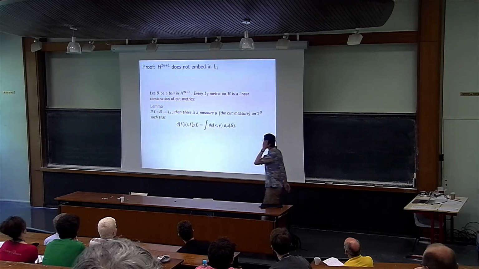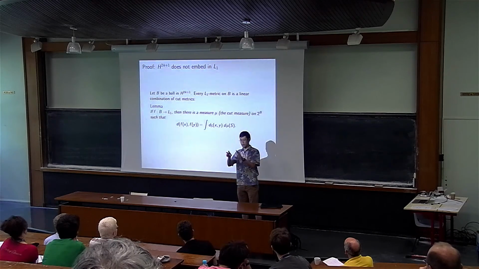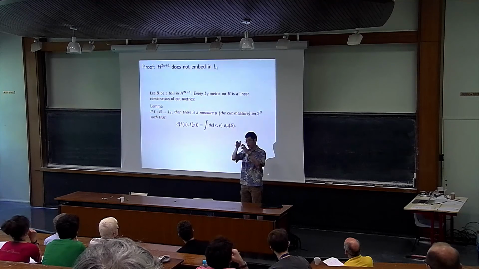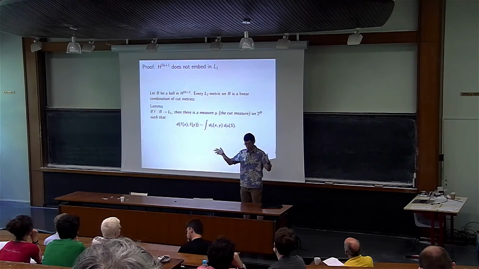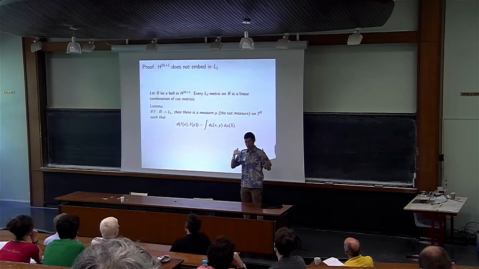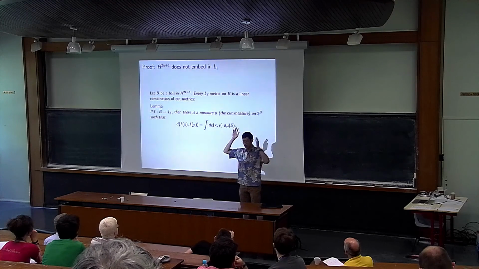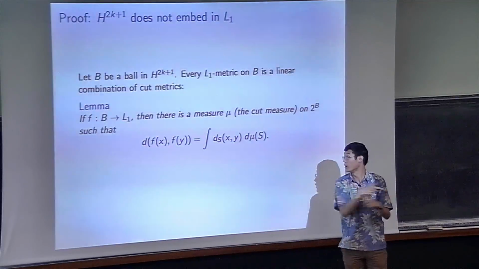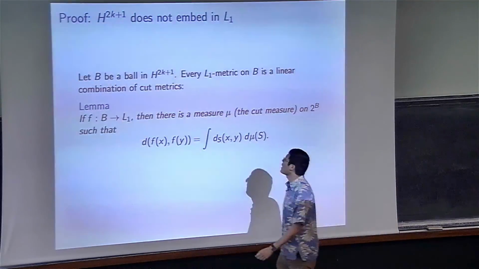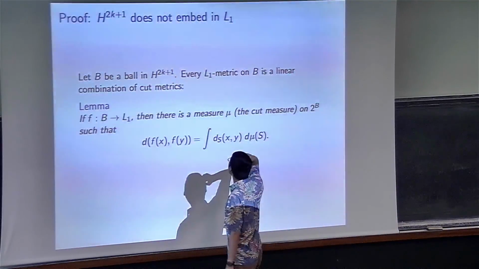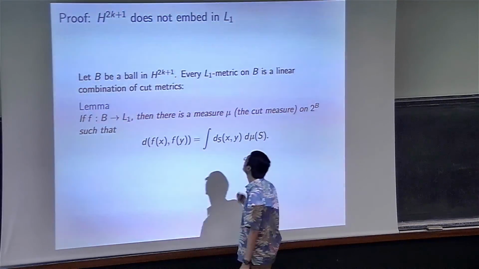Remember, a cut metric was a metric that was either 0 or 1. You have some cut of your set X into S and S complement, and you say that the distance between any 2 points in S is 0, and the distance between 1 point in S and 1 point in the complement of S is 1. And we said before that every L1 metric can be written as a linear combination of cut metrics.